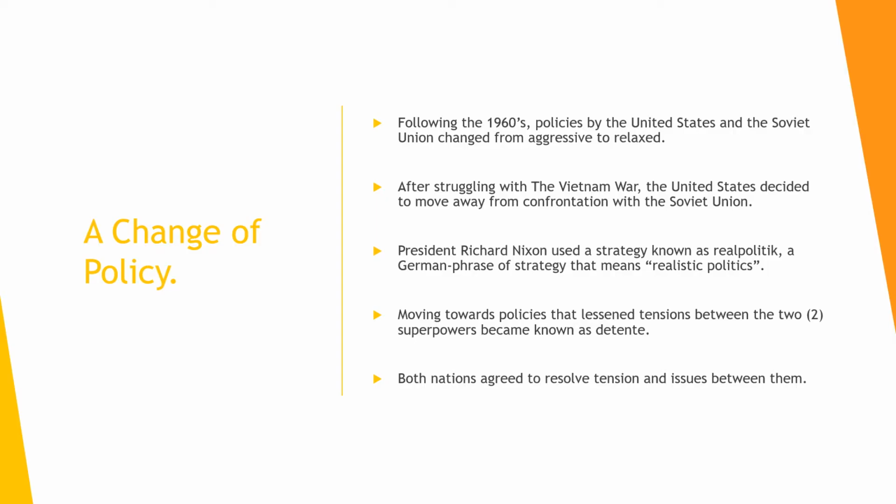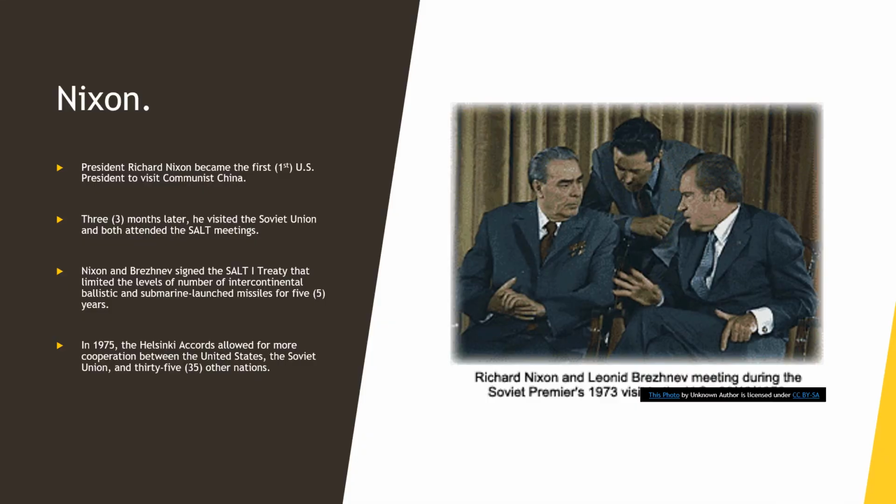Following the 1960s, policies by the United States and the Soviet Union changed from aggressive to relaxed. So after struggling with the Vietnam War, the United States decided to move away from confrontation with the Soviet Union, and President Richard Nixon is going to use a strategy known as Realpolitik, which we've talked about before, a German phrase of strategy that means realistic politics. So moving towards policies that lessen tensions between the two superpowers, this became known as détente, and both nations are going to agree to resolve tension and issues between them.